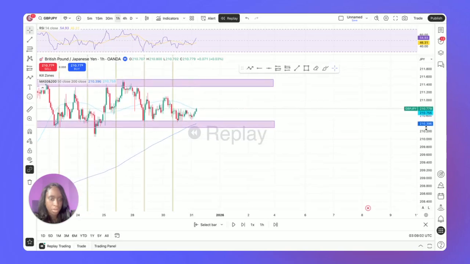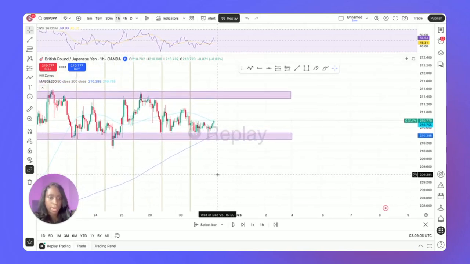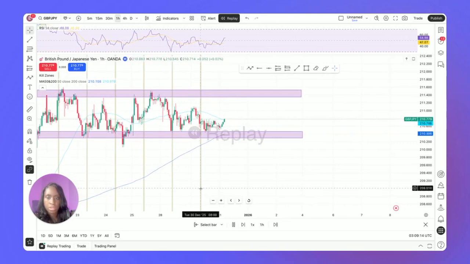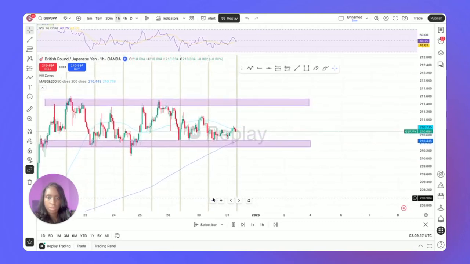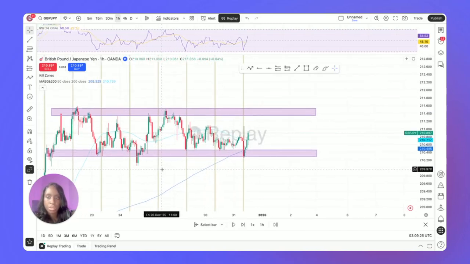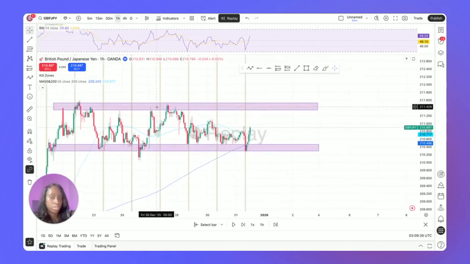And again, we trade with the market, not against the market. So we're going to hit play and let's see how it plays out. Why my supply and demand zone is marked like this is because it touches here, touches here, touches here. It's showing that this supply zone is being respected as well as this demand zone. And here was a slight liquidity grab.